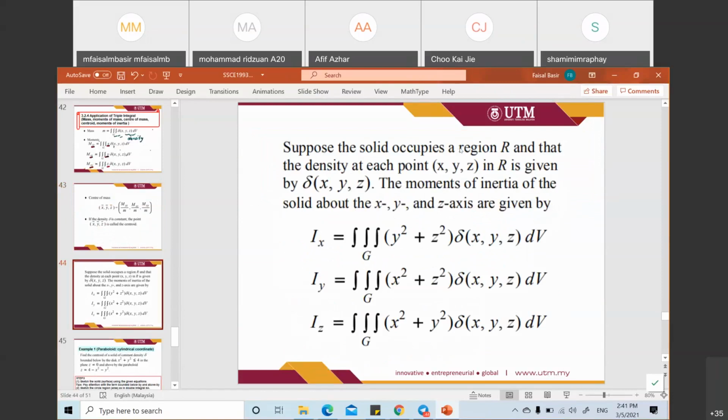Suppose a solid occupies a region R, and the density of each point in R is given by delta. Now the moment of inertia. The moment of inertia will be the triple integral over G. For x, it is y squared plus z squared. For y, x squared plus z squared. For z, x squared plus y squared.